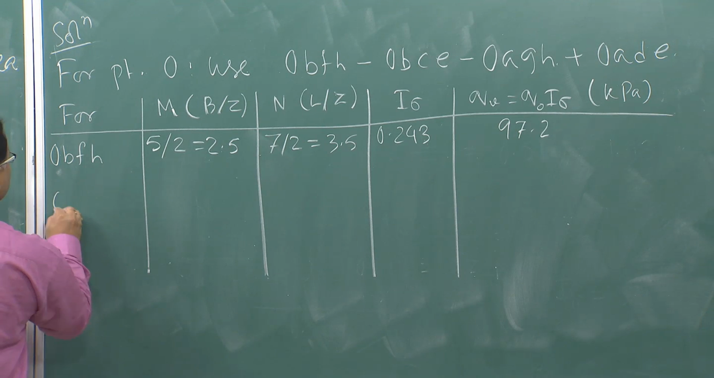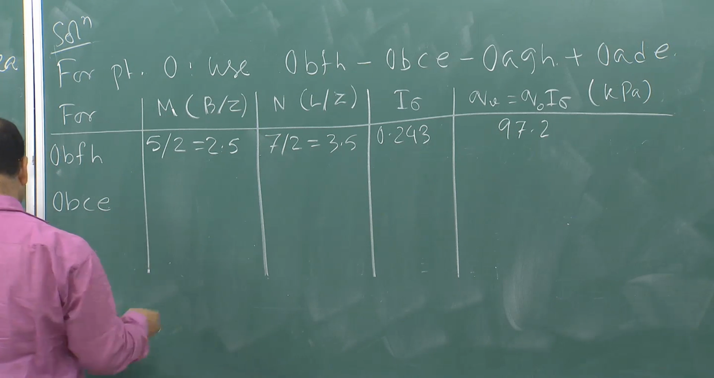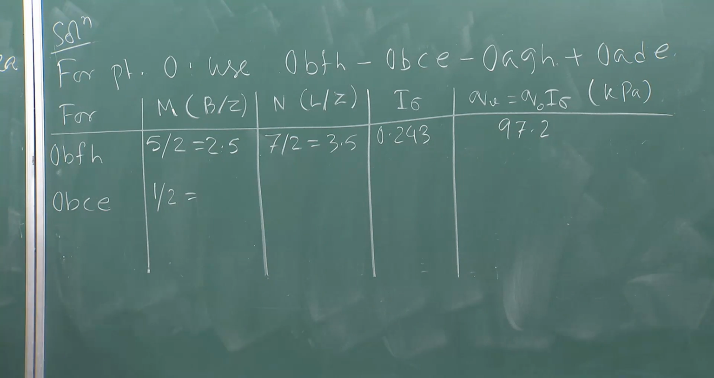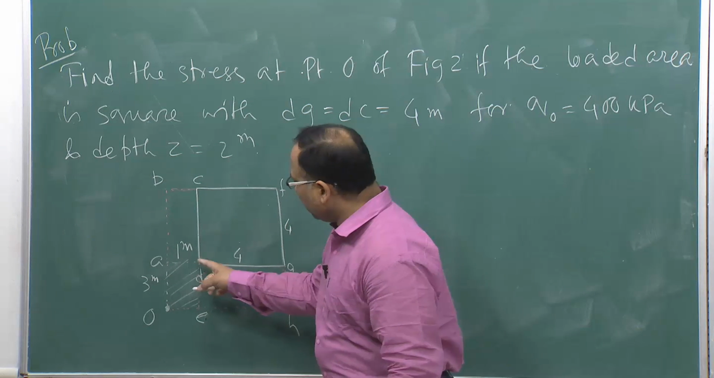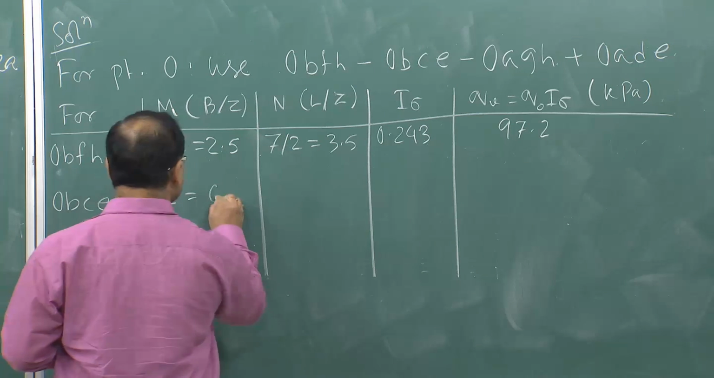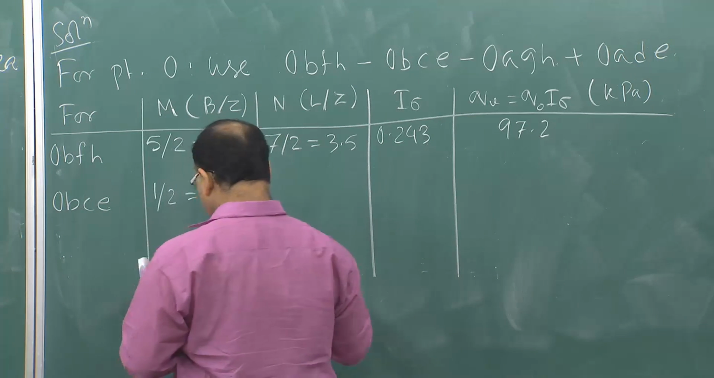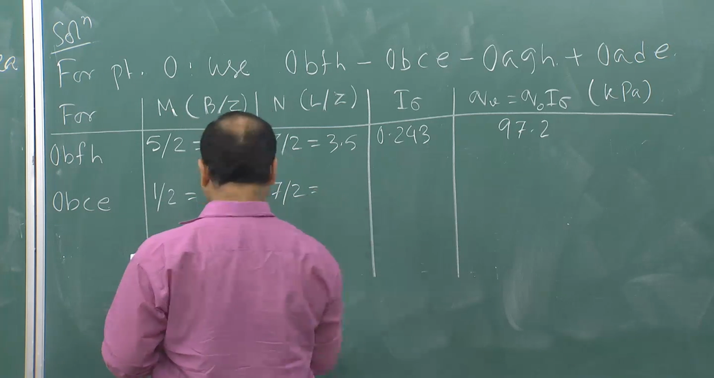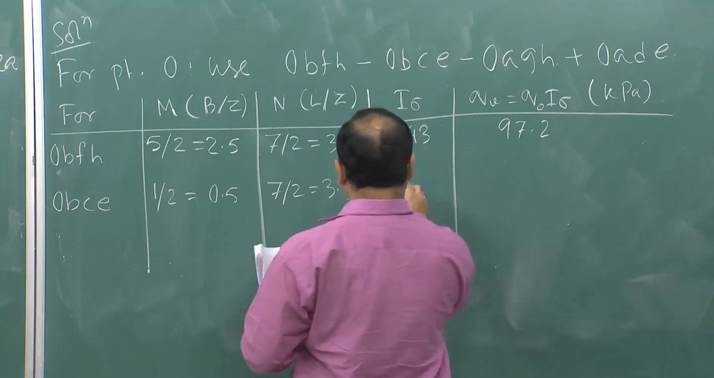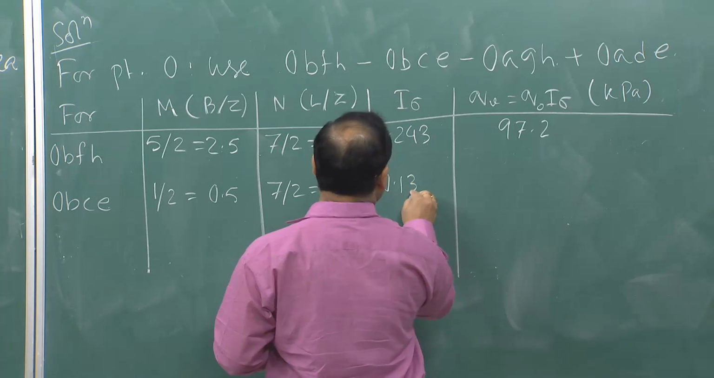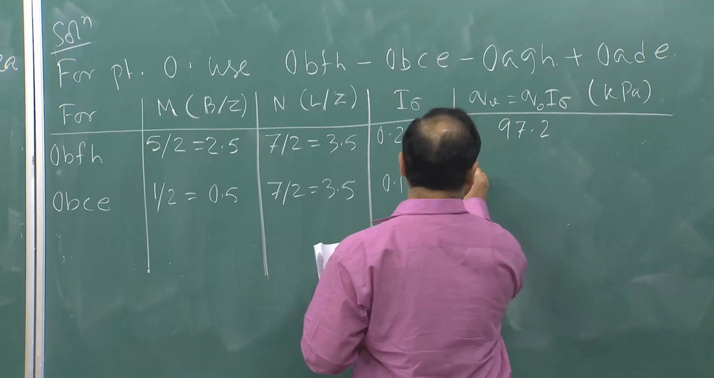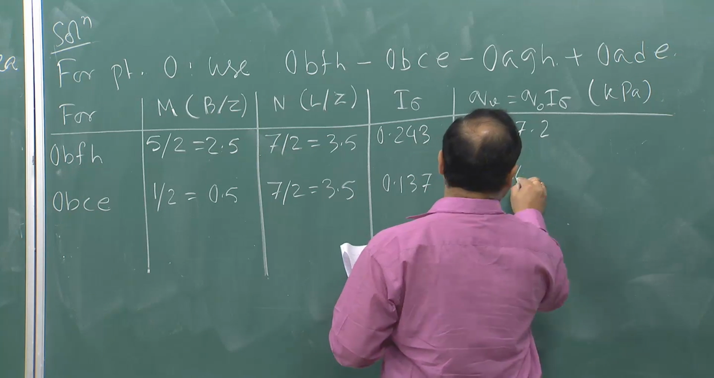Then coming to OBCE, what is the value of B? That is the shortest dimension, 1 meter, so 1 by 2 is 0.5. And what is the value of N? 7 by 2, that is the longest dimension. Okay. So that gives me 0.137 as I sigma from the table, and ultimately this will be subtractive, it is coming as 54.8.